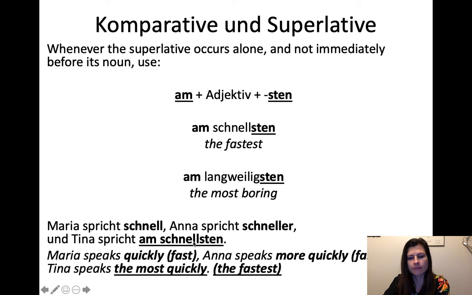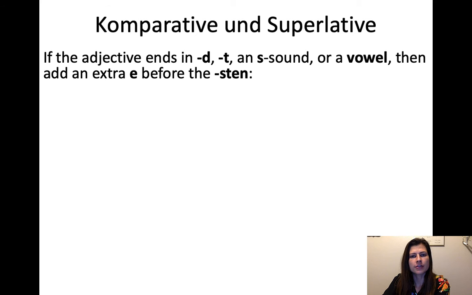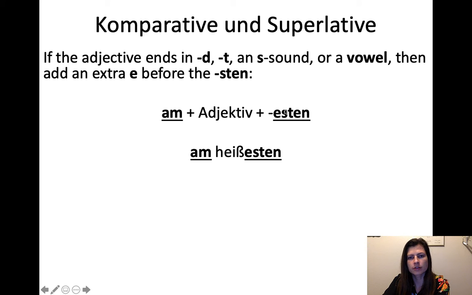Am schnellsten, the fastest. So if the adjective ends in a D, T, or S sound or vowel, then you add an extra E before that -sten. So am plus the adjective plus -esten. Am heißesten, because normally it would just be the -sten that you're adding, and we already are ending in an S sound, heiß. So you wouldn't be able to hear the difference if you just added two S's right here. The ß is two S's, and then you added another S, you wouldn't hear that suffix being added, right? So the hottest, am heißesten, we add -esten instead of just -sten.